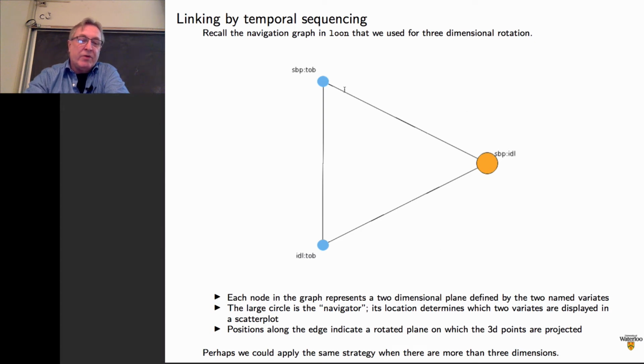So as we're moving on this navigation graph from one pair of variates to another pair of variates, we're doing a rigid rotation between these. So these go from SBP IDL to SBP TOB. This looks like the South African heart disease data, tobacco and lipid levels and systolic blood pressure. We're rotating this IDL axis into the TOB axis, the tobacco axis. And so we've seen that. That's how we do a rotation around one axis after another.